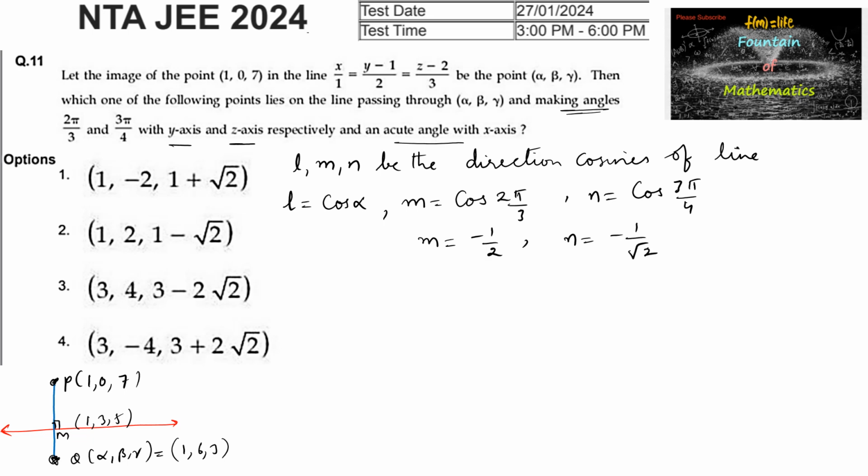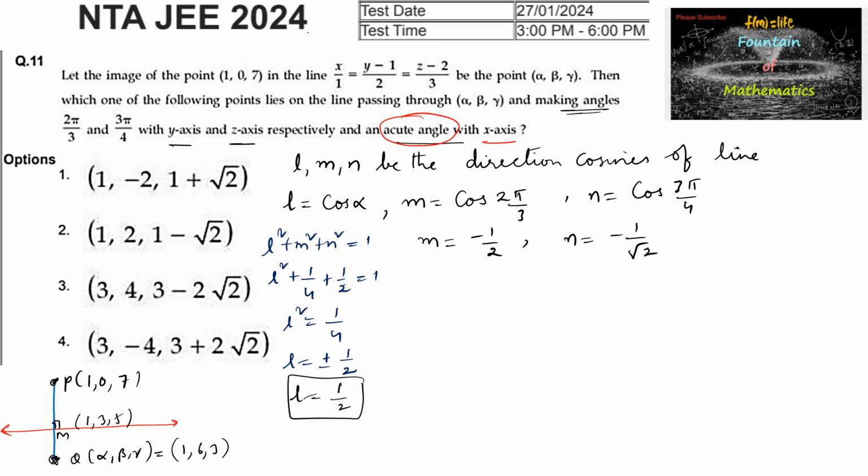And we have the relation L square plus M square plus N square is equal to 1. So L square plus 1 by 4 plus 1 by 2 is equal to 1. So L square is equal to 1 minus half minus 1 fourth, which is again 1 fourth, and L is equal to plus or minus 1 by 2. But since it is given that it is an acute angle with the x axis, we need to consider the positive value. So L is equal to plus half. So we got L is equal to half, M is equal to minus 1 by 2 and N is equal to minus 1 by root 2.